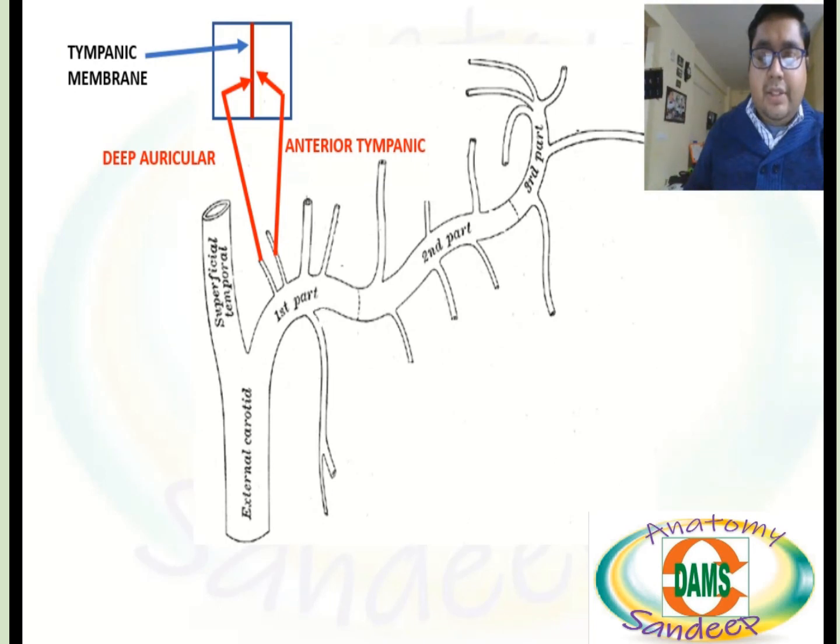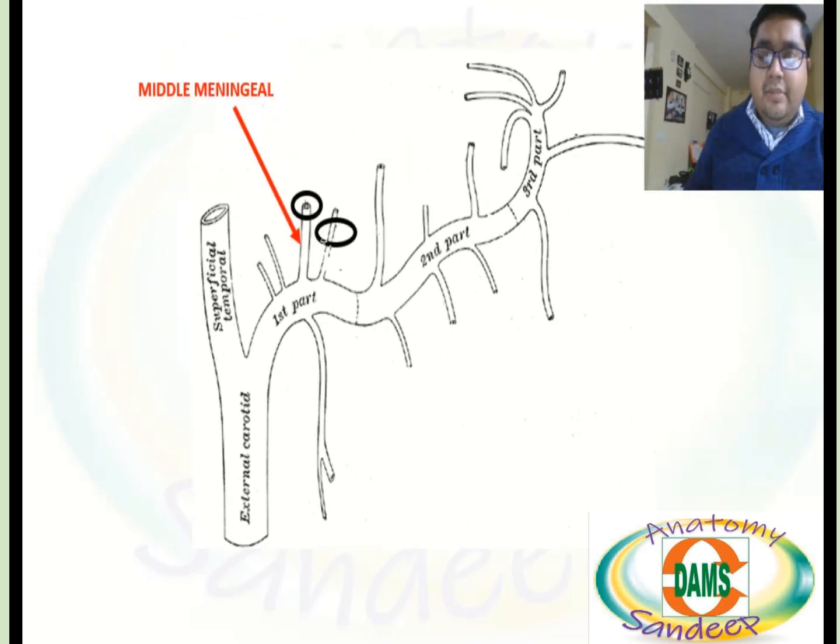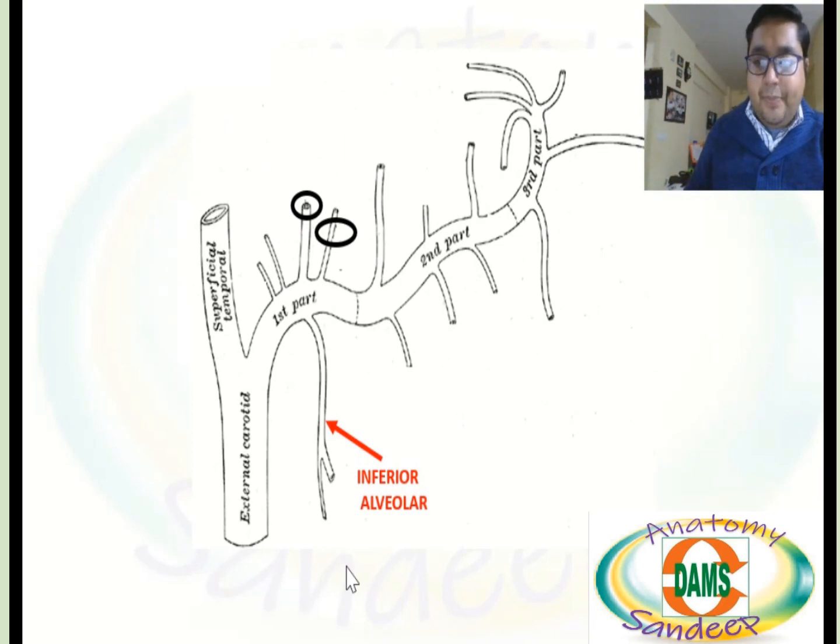Now the next two branches are the meningeal branches: the middle meningeal artery, which passes through the foramen spinosum, and the accessory meningeal artery, which passes through the foramen ovale. And this one is the inferior alveolar artery. So these arteries are the branches of the first part.